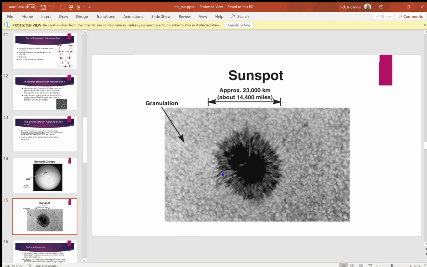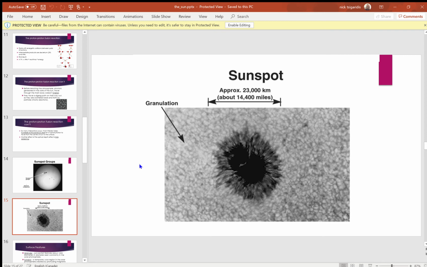This is a close-up picture of one. Now, I understand it looks black and whatnot. It's still extremely hot. They are cool areas of the sun's surface. They're cool, but cool relative to how hot a sun would be. You also get these other features on here, called granules. You get this granulation over here. This thing is absolutely massive, 23,000 kilometers across. Our Earth is much, much smaller than one of these sunspots would be.